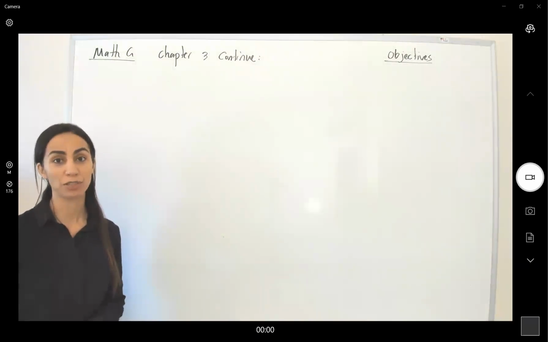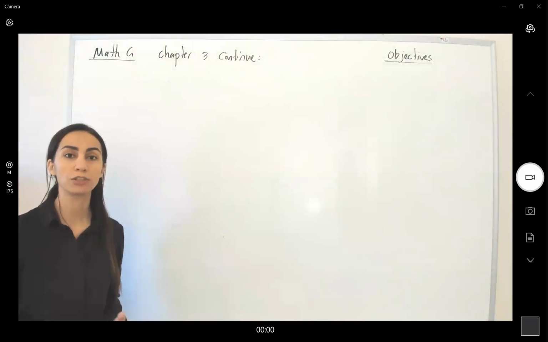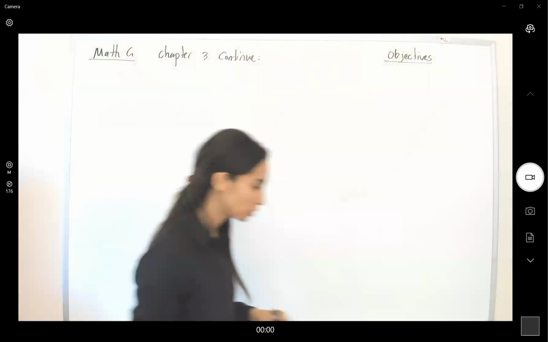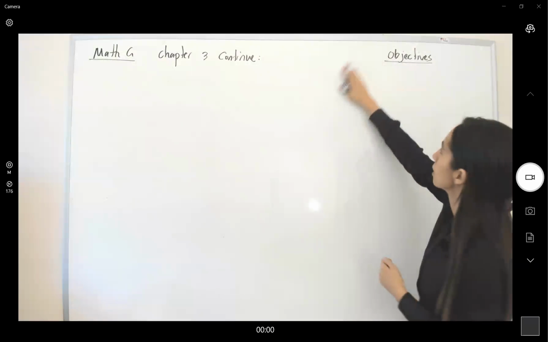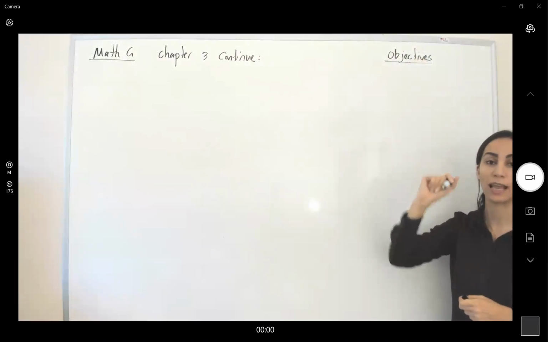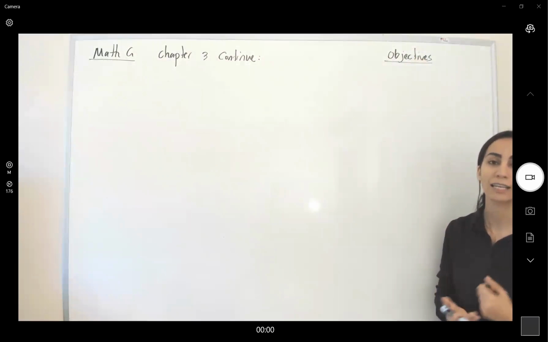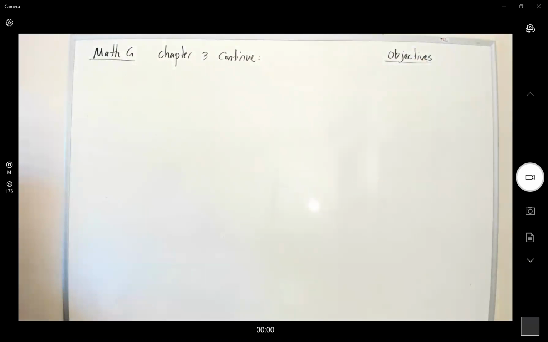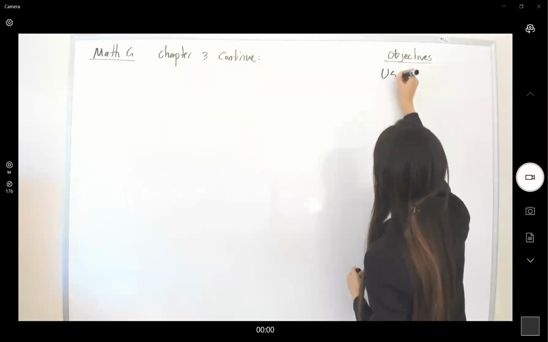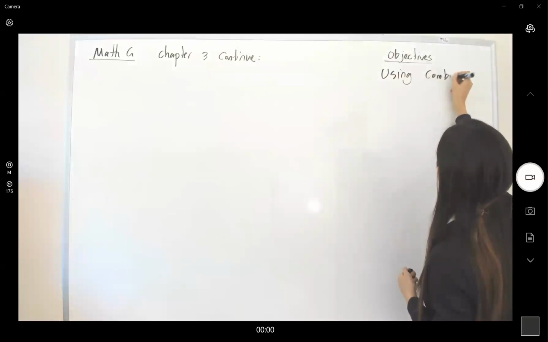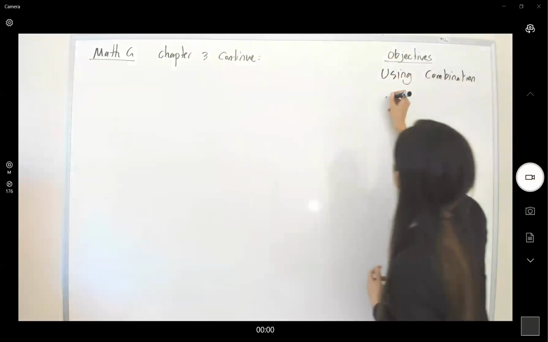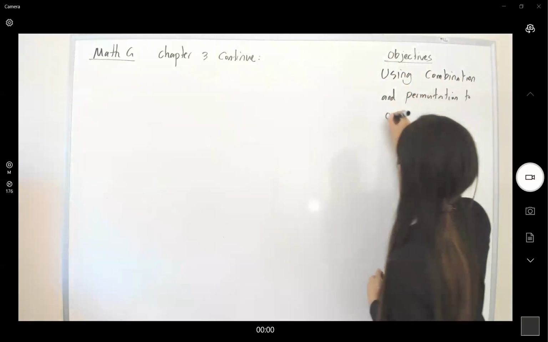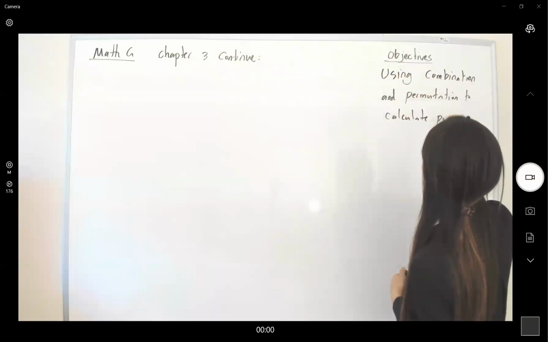So we are still on chapter 3. We're going to move on to introducing more topics in probabilities and make it more interesting. The objectives for today's lecture are using combinations and also permutations to calculate the probability. Using combination and permutation to calculate probabilities.